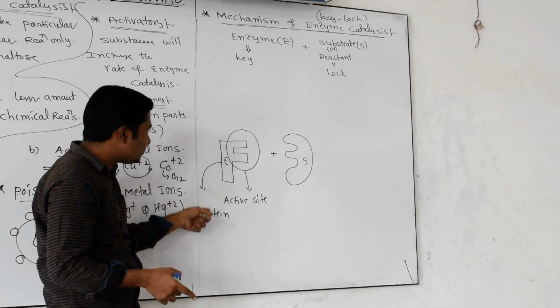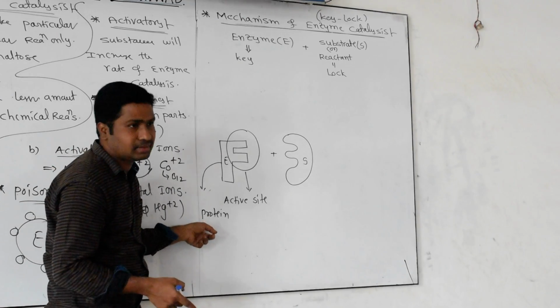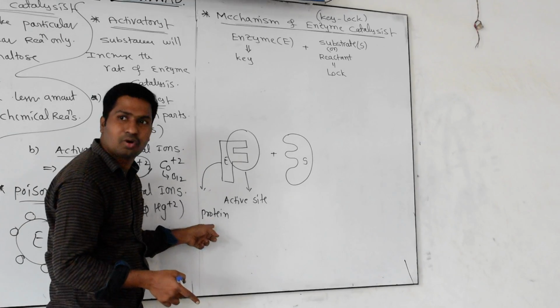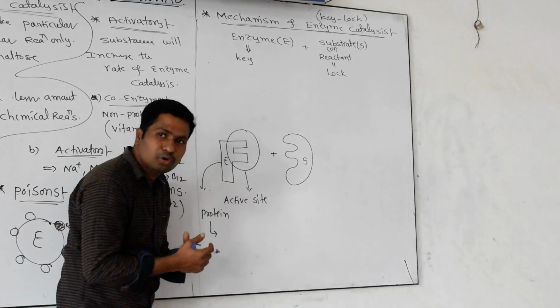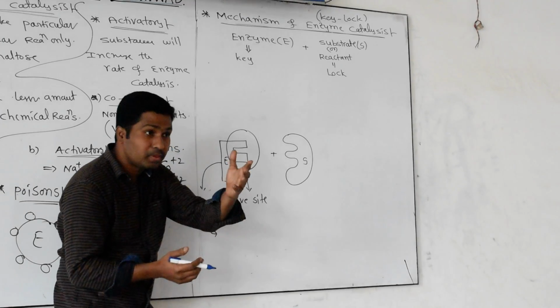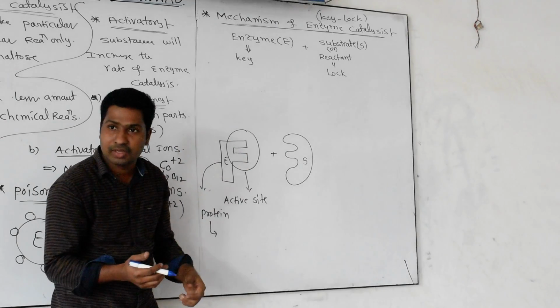So anyway, enzyme is nothing but protein. Protein is made up of amino acids. It's a combination of amino acids. So in amino acids, which functional groups will be there? We have so many amino acids. In biology, it will be around 24 amino acids we have.